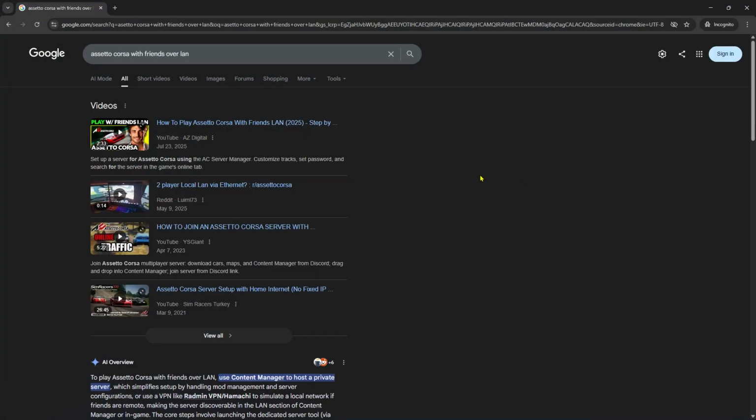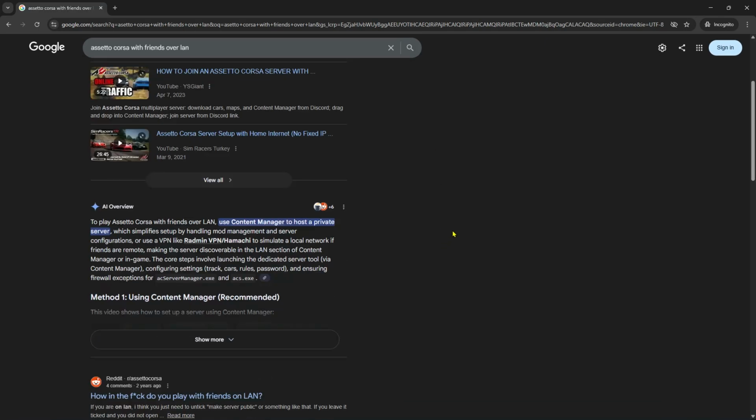Assetto Corsa with friends using LAN. So here's how to play Assetto Corsa with friends using LAN. First, ensure that all players are on the same network and have matching game versions, including any mods or DLCs you plan to use.